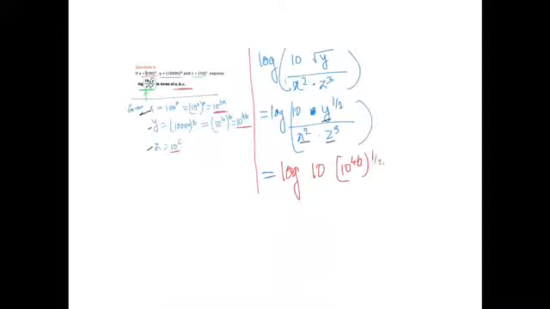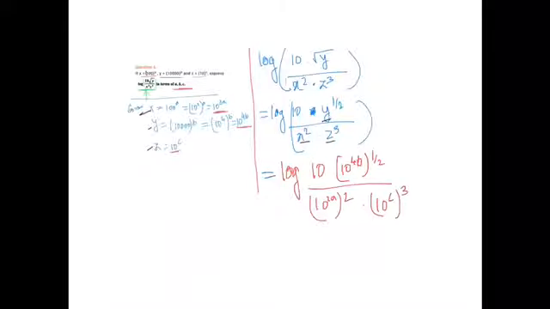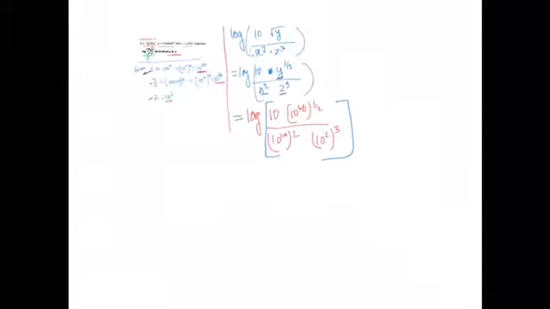To the power half. Instead of x, I write 10 to the power 2a square. Instead of z, I can write 10 to the power c cube, and this entire thing is under this log. So we just simplify things.